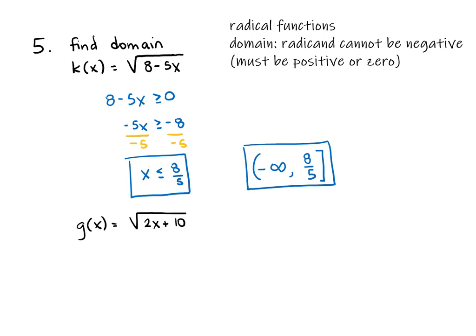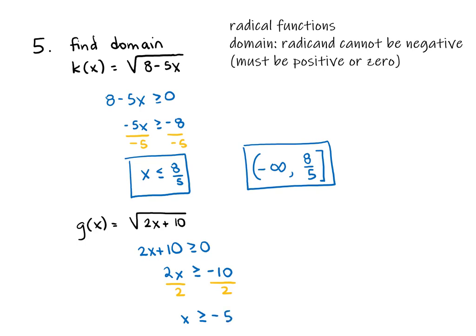And just to throw an extra example at you, say 2x plus 10 is our radicand. We want to make sure it's greater than or equal to 0. So you want to move that over and say 2x is greater than or equal to negative 10. And this time, I'll divide by positive 2. So I'm going to get x is greater than or equal to negative 5.